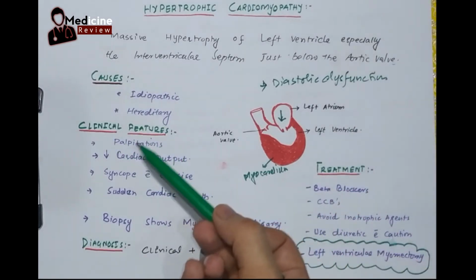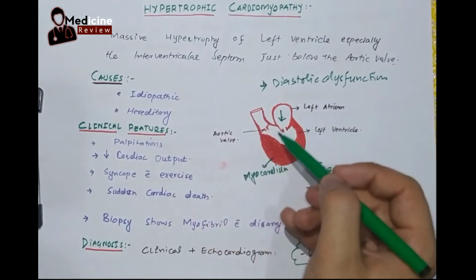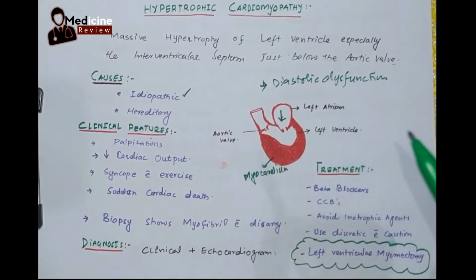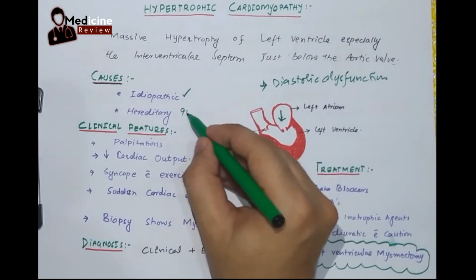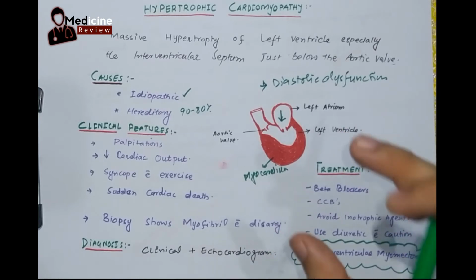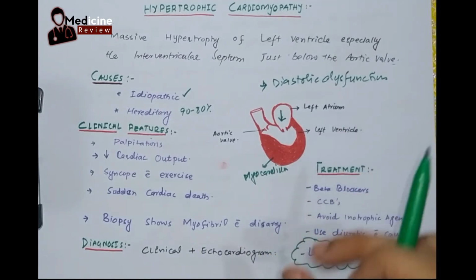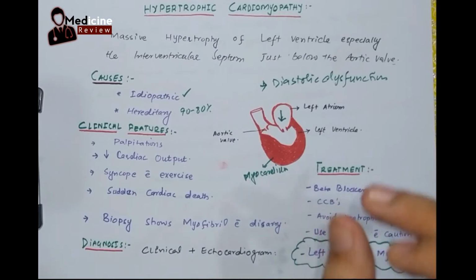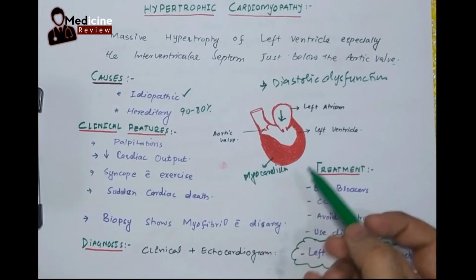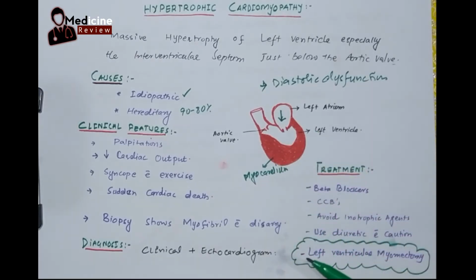If we look into the causes, some cases of hypertrophic cardiomyopathy are idiopathic. We don't know the cause. But the most important, about 70 to 80% of cases, are hereditary. In hereditary cases, the problem lies mainly in the sarcomere of the myocardium. The gene responsible for the production of beta myosin becomes mutant. So the main problem lies in the myocardium, which leads to the increased size of the myocardium.